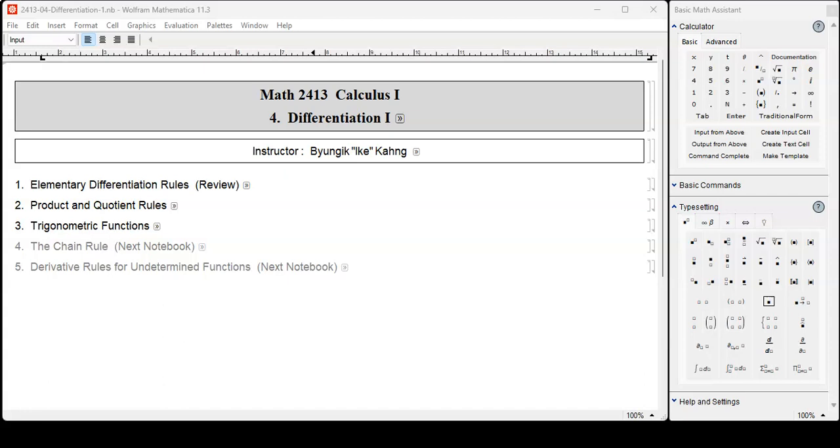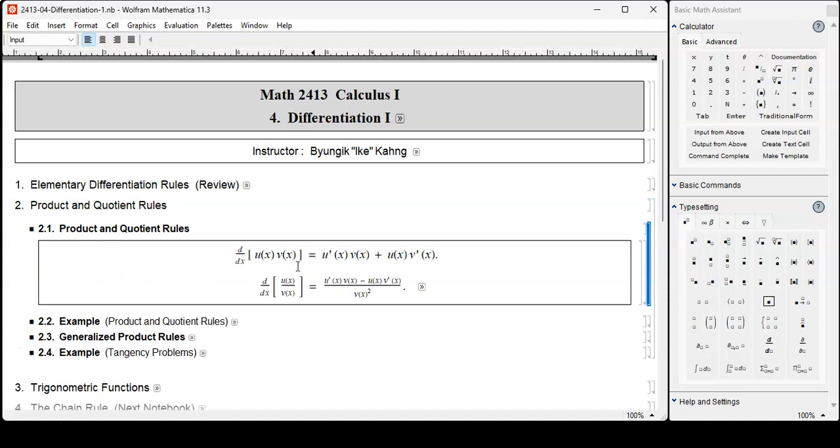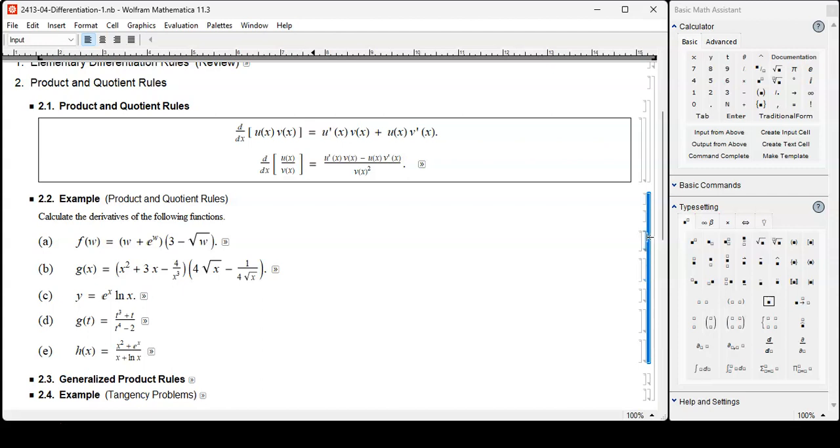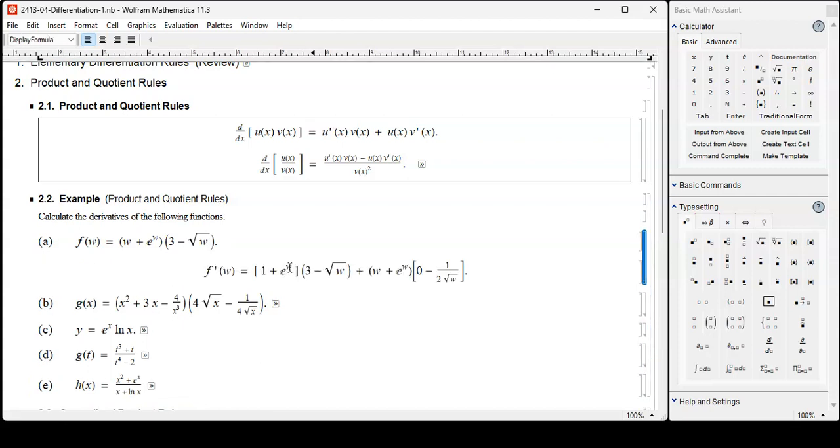Hello students, welcome back. Previously we went through the product rule. The derivative of the first function times the second function plus the first function times the derivative of the second function. Some examples include this. Bracket, that's a derivative. Bracket is a derivative. Parentheses, just copying and pasting.